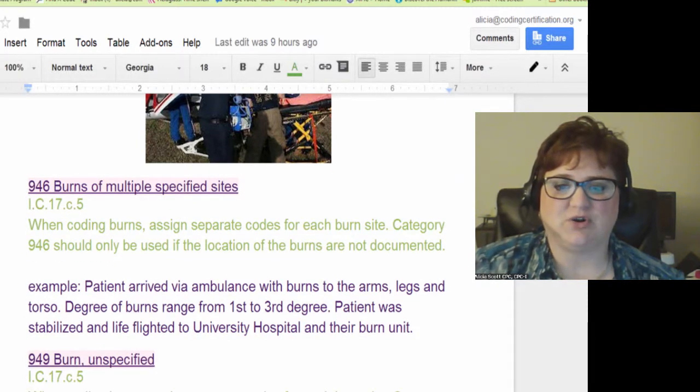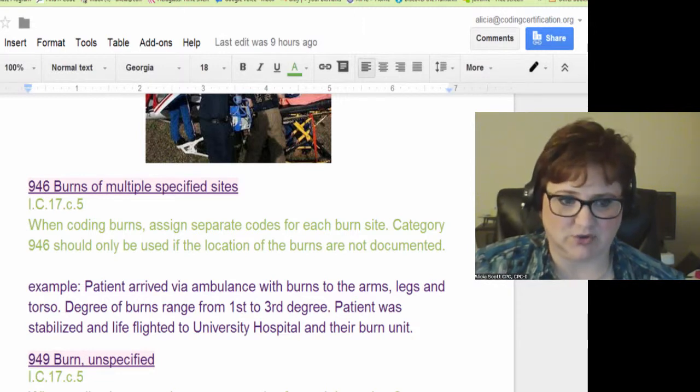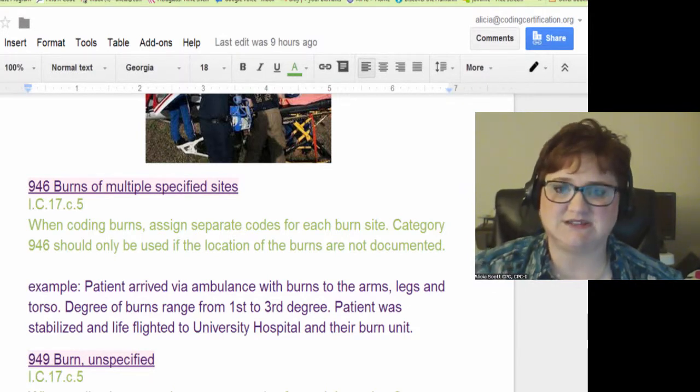Okay, a patient arrived via ambulance with burns to arms, legs, and torso. Degree of burns ranged from 1st to 3rd degree. Patient was stabilized and life-flighted to University Hospital and their burn unit. Perfect example. They didn't have time to go into specific details. They got him stabilized, and boom, he's out.